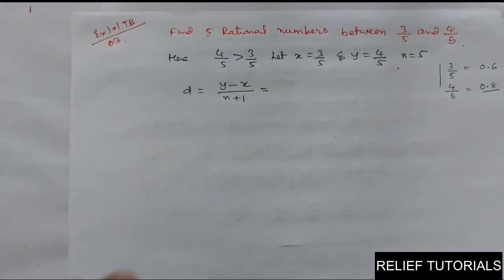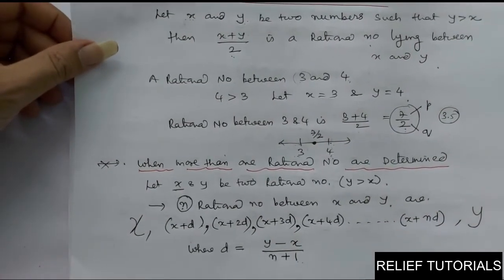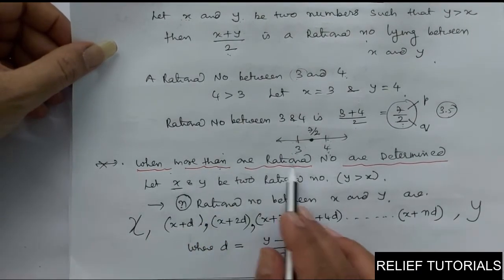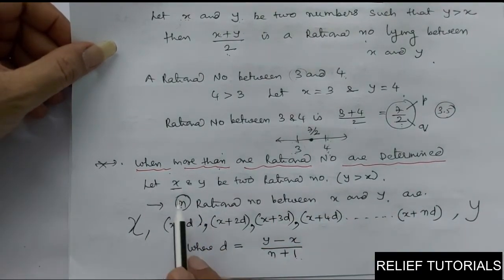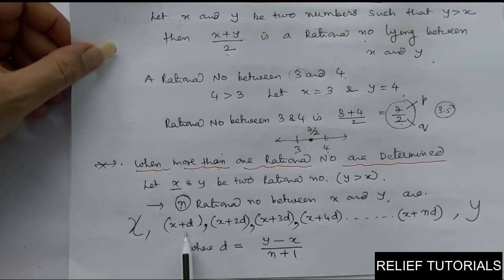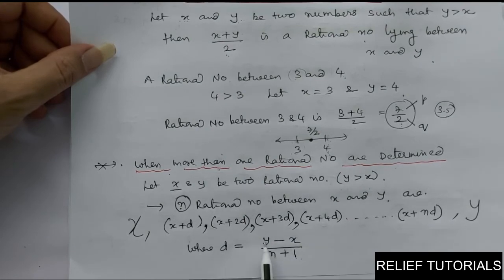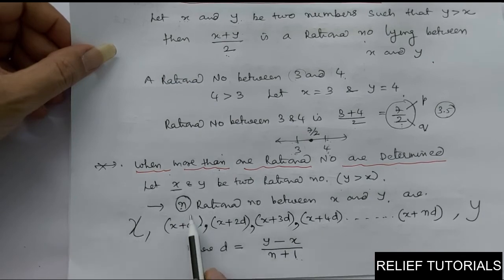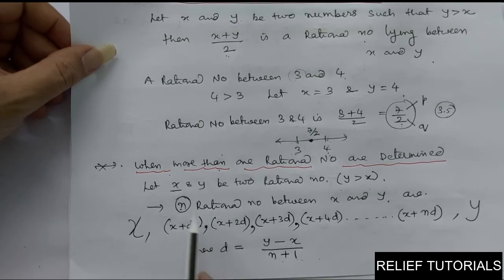We have discussed the theory earlier. When more than one rational number is to be determined, let x and y be two rational numbers, y greater than x, and you want to find n rational numbers. d is given by y minus x, that is, the difference of the two given numbers divided by n plus 1. You want to find n rational numbers, so n plus 1. If you want to find 5 rational numbers, then 5 plus 1. Clear?